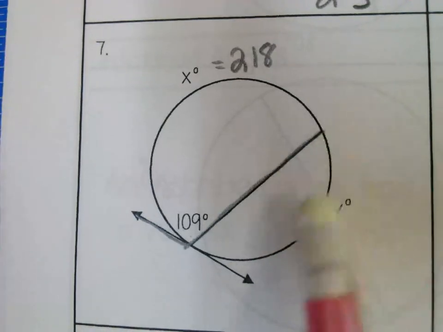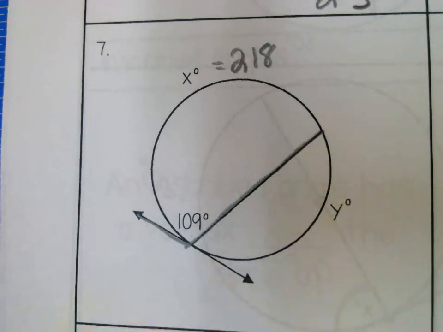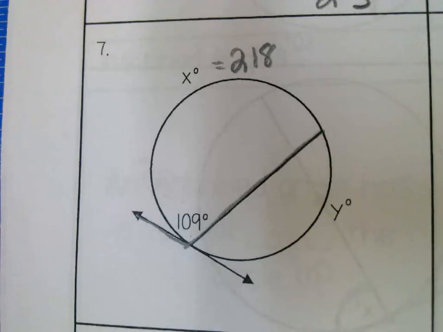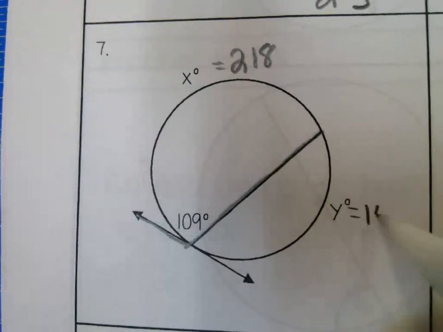Then you're going to come over here. How am I going to find Y? Right, we're going to do 360 minus 218, and that's going to be 142.